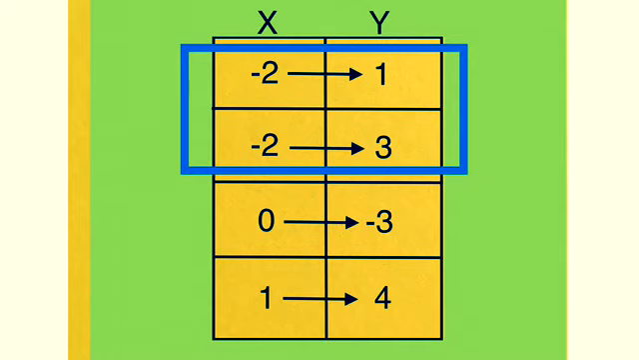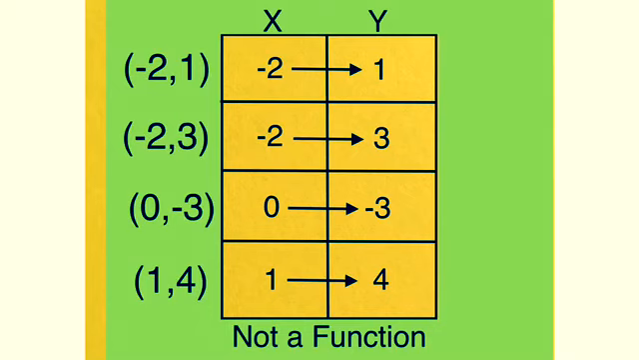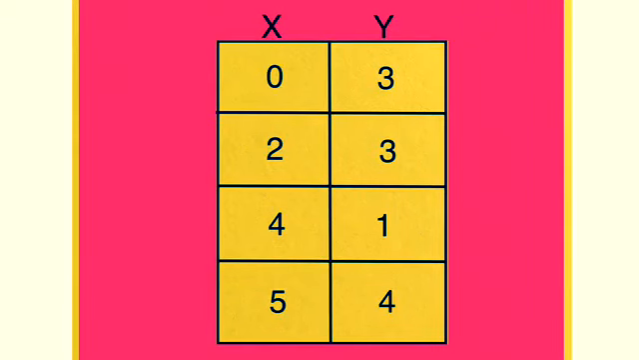Let's focus in on the top section. The first time I hit -2, I got a 1 out. The second time I hit a -2, I got a 3 out. If this were a soda machine, this did not function correctly. I'm hitting the same button 2 different times, but getting out 2 different drinks. So every time I plug in -2, I expect to get a 1 or a 3, not both. Because of that, we're going to say that this relation or set of ordered pairs is not a function.